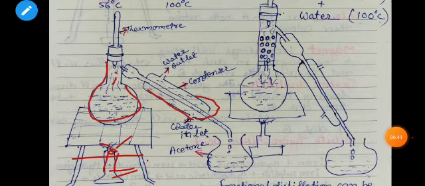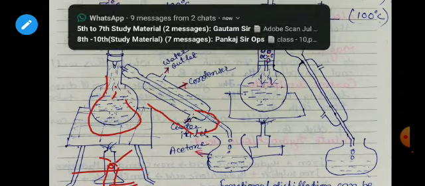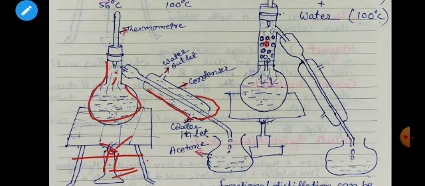Students, the process is carried out in a distillation flask which we have described earlier. It is provided with a fractionating column. Here you can see the fractionating column, having some glass beads in it. This is a spherical structure.